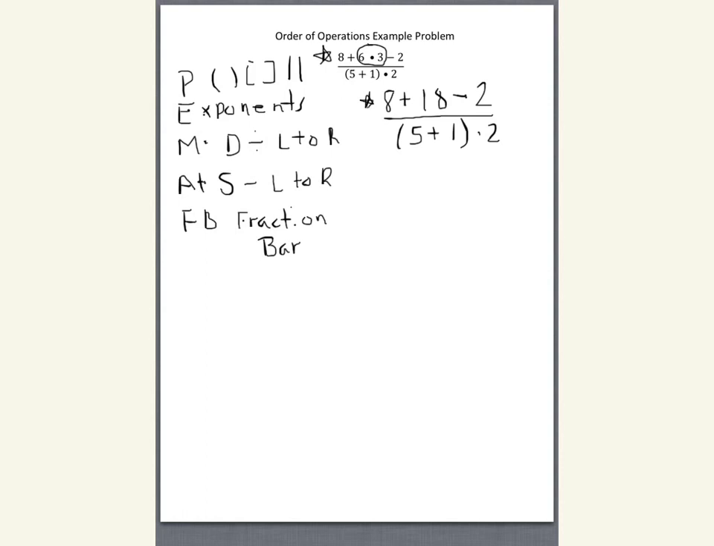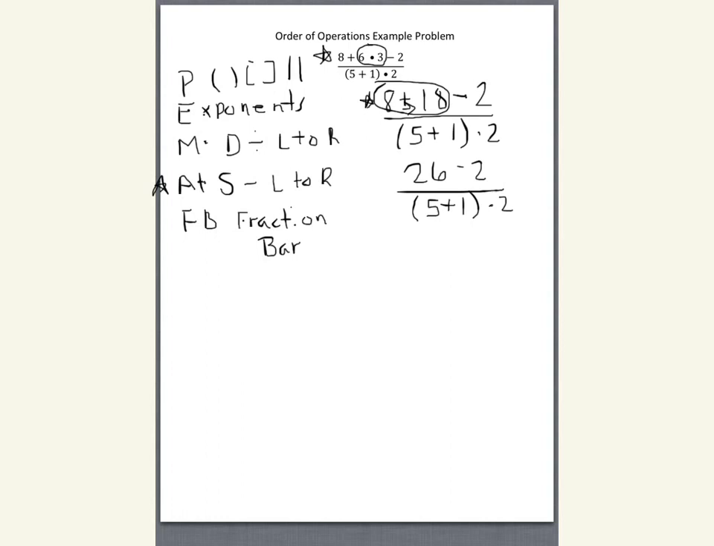So we have to look, and we have addition and subtraction. Well, our PEMDAS says addition and subtraction from left to right. So if I go along left to right in my problem, I run into addition first. So I'm going to go ahead and do the addition at the top. I have 8 plus 18. So I have 26 minus 2. And I cannot lose the bottom of my fraction. I still have in parentheses 5 plus 1 times 2.